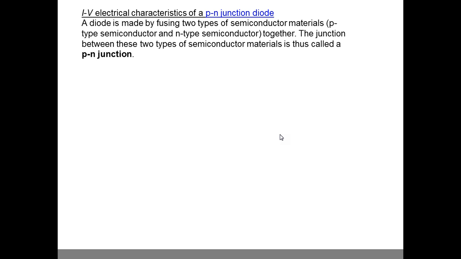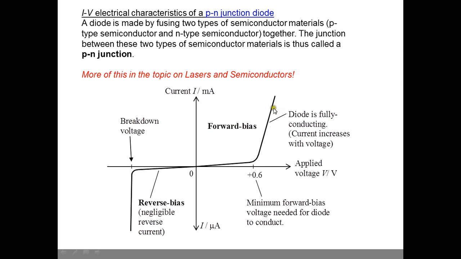Now, what actually causes this to happen? How does it actually work in a diode? We will cover this later in the chapter on lasers and semiconductors, but for now, we can give you a brief overview. A diode is actually made of two semiconductors, P-type and N-type, fused together, and this kind of diode is called a PN junction. They will have an IV characteristic as shown here. In the forward bias, which is on the right-hand side of the axis, you have this diagram.